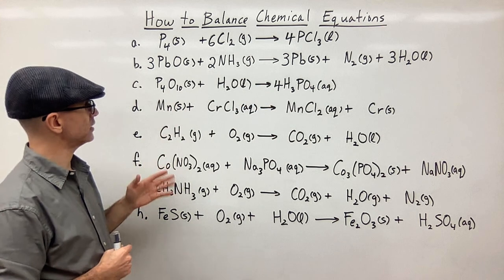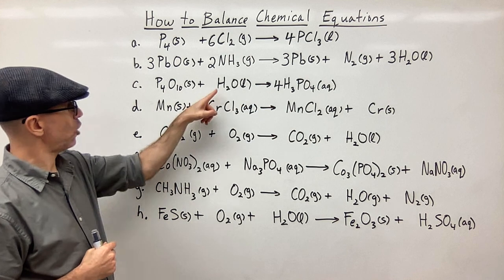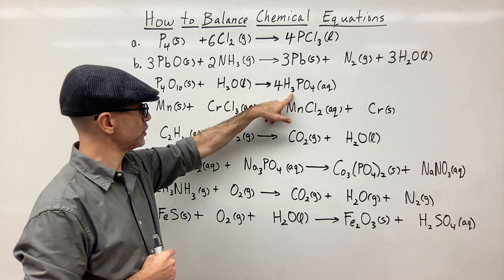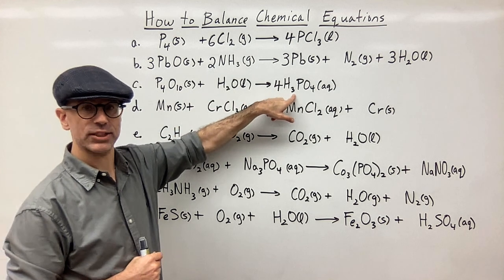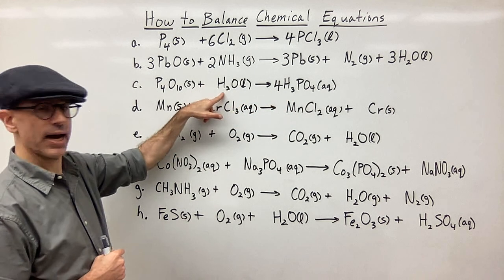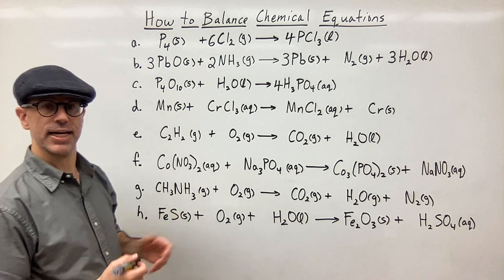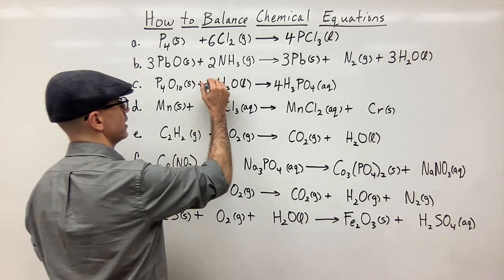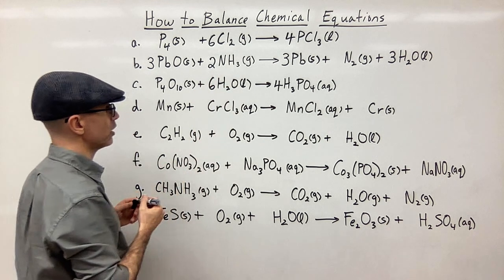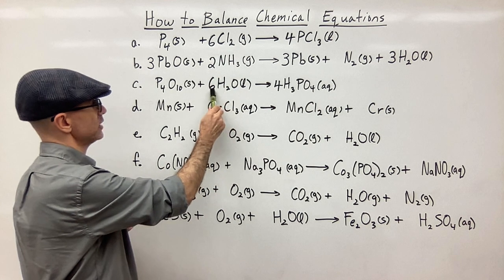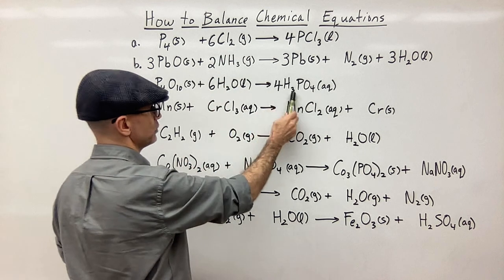So now next is going to be the hydrogen. I have 2 hydrogen on this side. I have 4 times 3 is 12 on this side. So I need 12 on this side. So what times 2 is going to give me 12? 6. So I'm going to put a 6 in front of my water. So now my hydrogen is balanced. 6 times 2 is 12. 4 times 3 is 12.